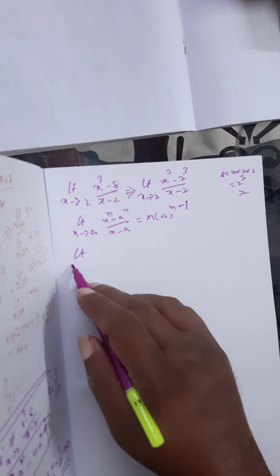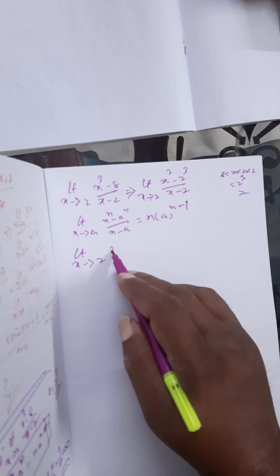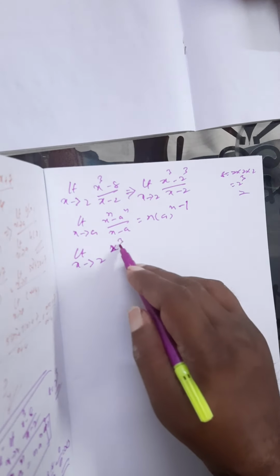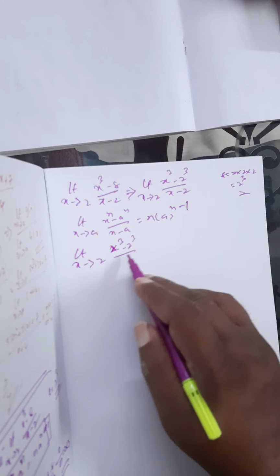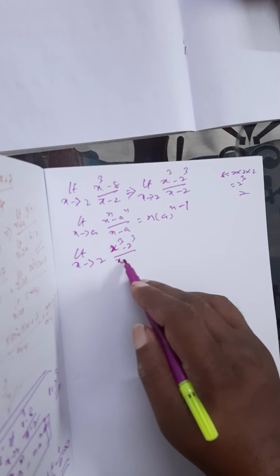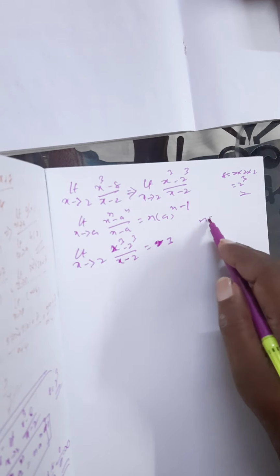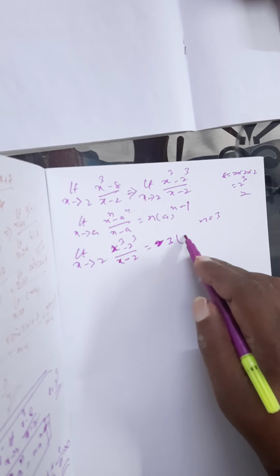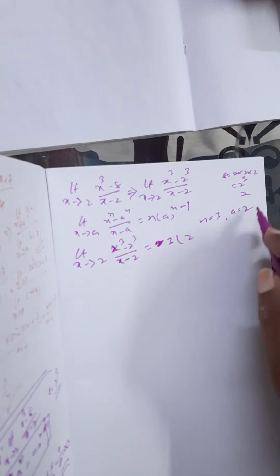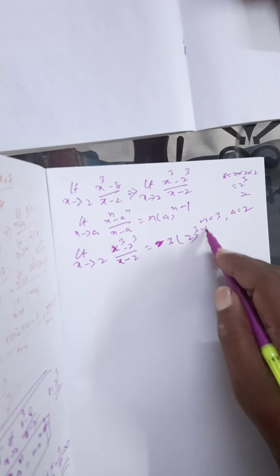So now we are applying it to the limit of x cubed minus 2 cubed divided by x minus 2. So we have to write n. N is what? The power, 3. N is 3. A is what? 2. A is 2. So 2 to the power of 3 minus 1.